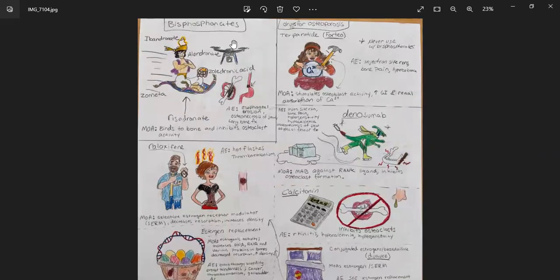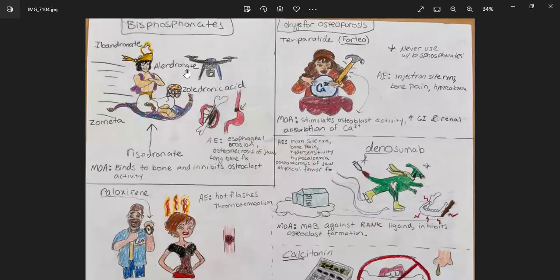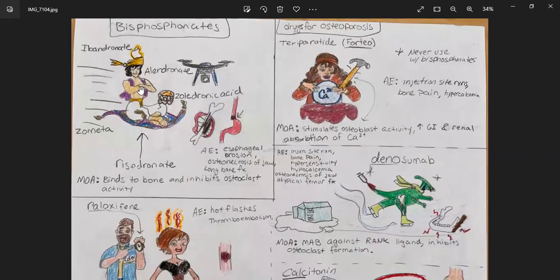Okay. Now we're going to move on to bisphosphonates. These are for osteoporosis. So we have Aladdin. He's flying a drone while eating some fruit cups out of one of those Dole fruit cups. And he has a band on top of his head. He is zooming around on this magic carpet that has risen from the ground. So Aladdin for alendronate, and also flying a drone for droning. So Aladdin flying a drone, alendronate. He's eating a Dole fruit cup.